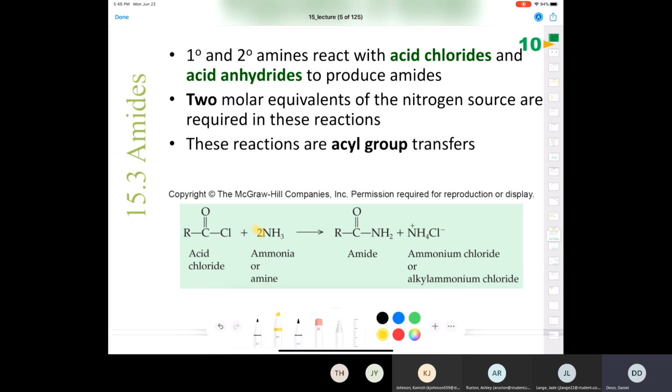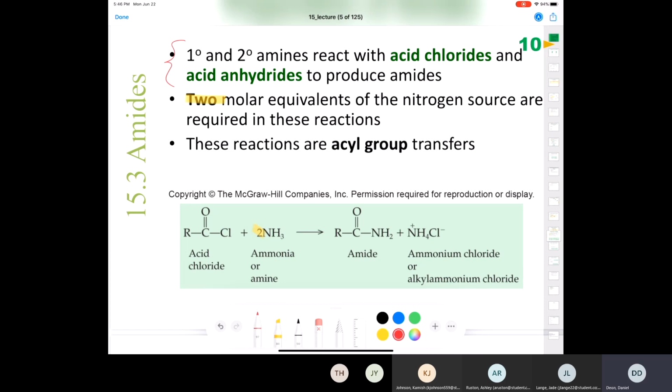You guys remember stoichiometry from Introduction to Chemistry? Things like limiting reactants and balancing equations. Virtually every reaction that we've looked at in this class has had a 1-to-1 ratio of reactants. I add 1 carboxylic acid and 1 alcohol, and I make an ester. This is one example where we need 2 molar equivalents of something. So let me show you how this works.